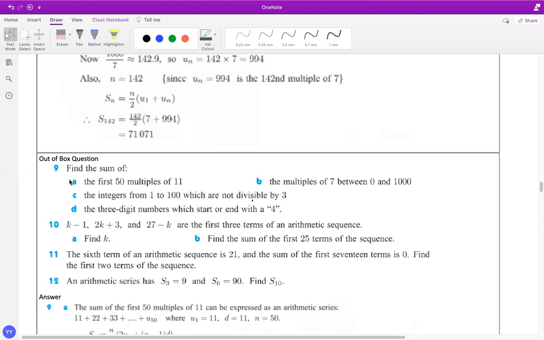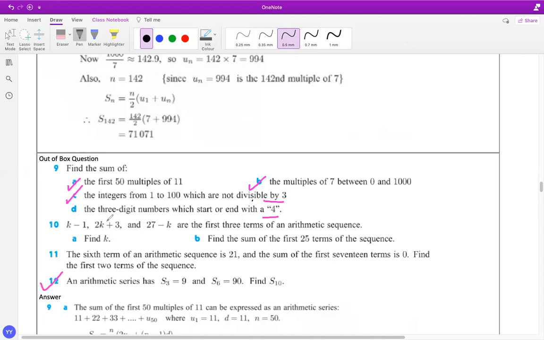So here are some more questions that we have to do on arithmetic sequences, like find the numbers that are multiples of 50 or multiples of 7, or the sum of all the integers that are not divisible by 3, or 3-digit numbers which start or end with 4. I'm going to do the first 3, A, B, and C, and then I'll leave the fourth one to be tried on your own. Then I'm going to pick up and do question number 12.